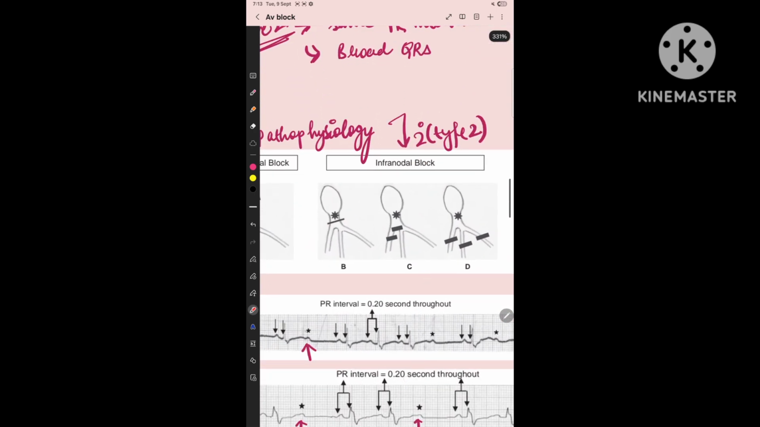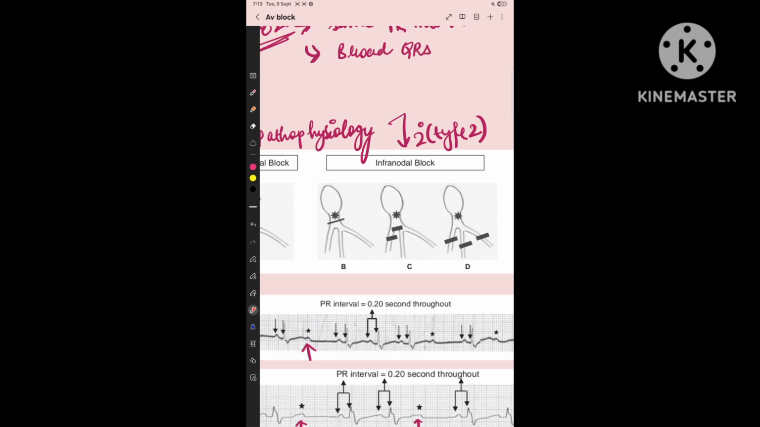In this type 2 second degree block, the PR interval will be normal and the same throughout. Only one P wave will be missed. We see this P wave was conducted, this one was conducted, this one was conducted, but this one was missed. The PR interval after this P wave and the PR interval before this P wave are the same. So this is type 2 second degree AV block.